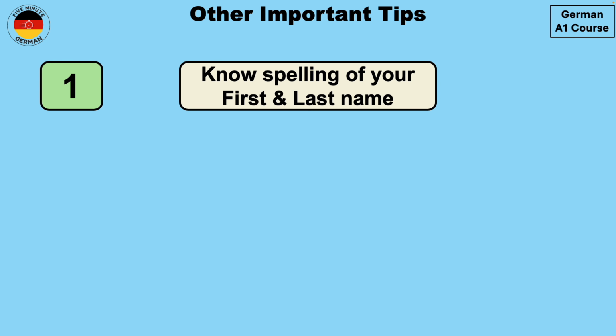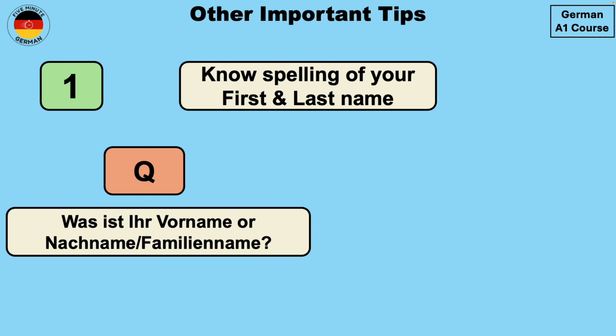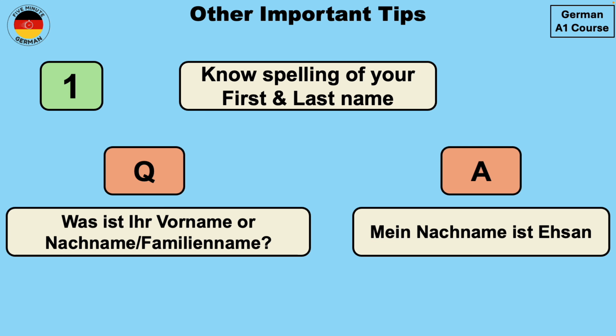Now some other important tips for the speaking part. The first is that you should know the spelling of your first and last name, because the examiner can ask you questions related to your first or last name after the introduction part. So he or she can ask, was ist Ihr Vorname or Nachname, which is also called Familienname. In my case, I will answer it by saying, mein Nachname ist Ehsan. My last name or family name is Ehsan.